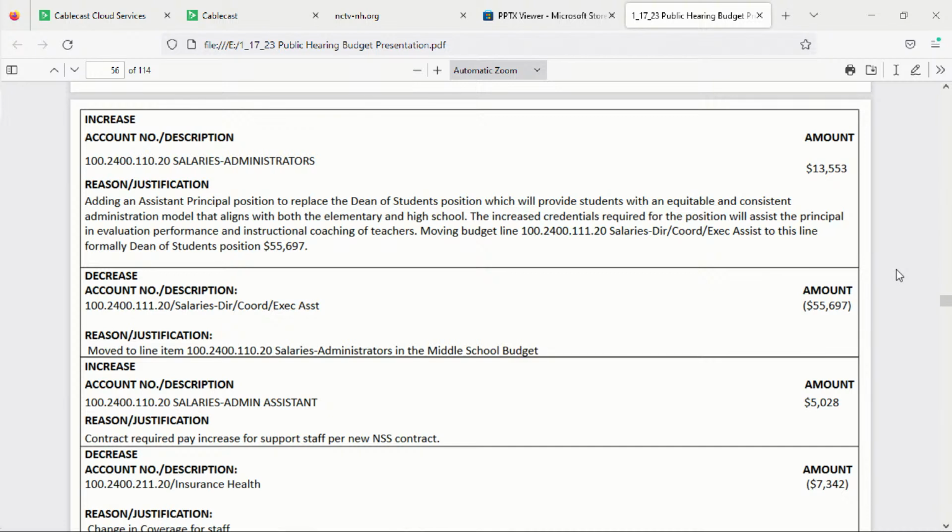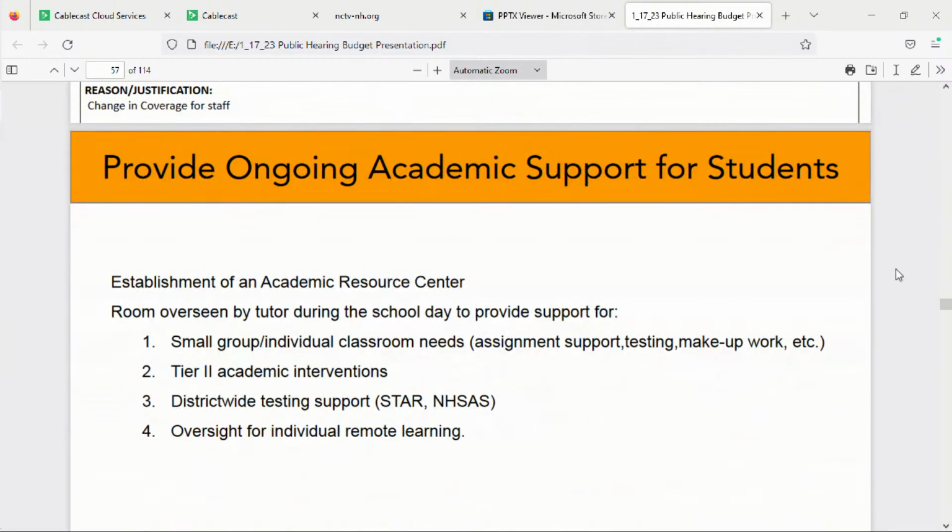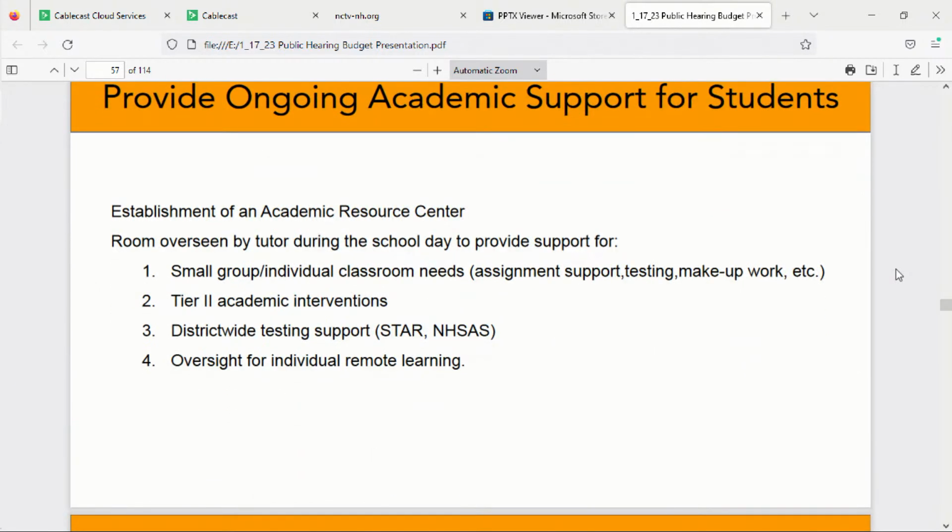So we're looking to establish an academic resource center through a grant for a tutor, as they would provide small group and individual needs assessment, support, testing, makeup, and assignment help, Tier 2 academic interventions, and district-wide testing support when we're doing STAR testing and things like the SAS, and oversight for individual remote learning, although I think a lot of the kids are kind of done with remote learning at this point, but they could come back to it.